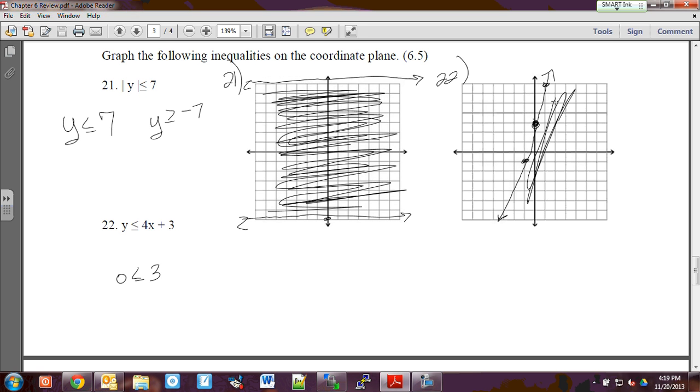So you would shade the side that contains the origin. Okay? So 21 would look like this. 22 would look like this. And remember, the reason mine are solid lines is because both of these are less than or equal to. That equal to makes it a solid line. All right?